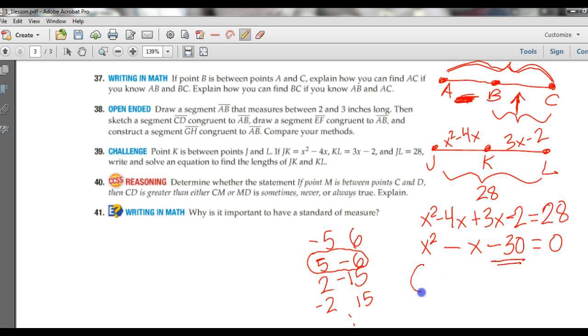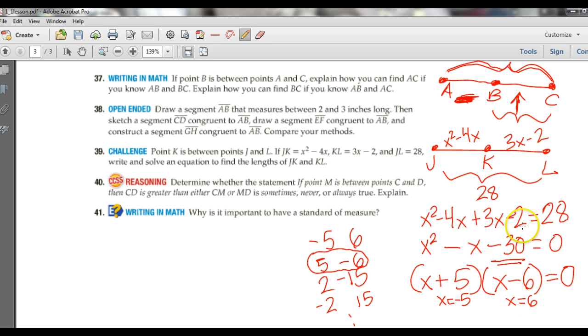So we can split this up into x plus 5 and x minus 6. And if we FOIL that, we would get this back. From here, we would set each factor equal to 0. So if x plus 5 equals 0, x is equal to negative 5. And if x minus 6 equals 0, x is equal to 6.